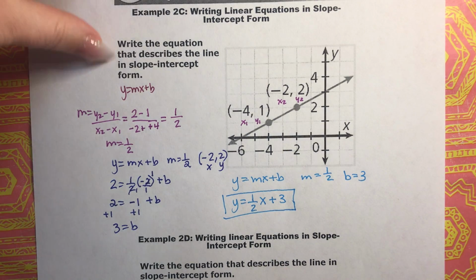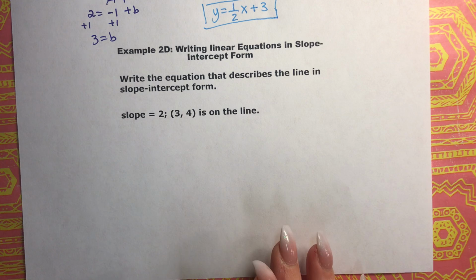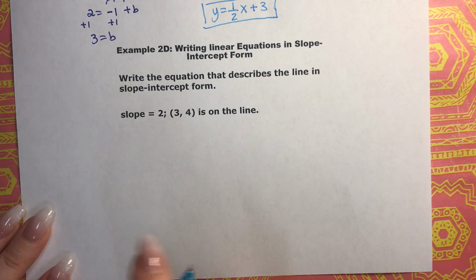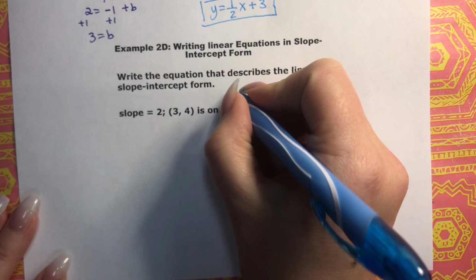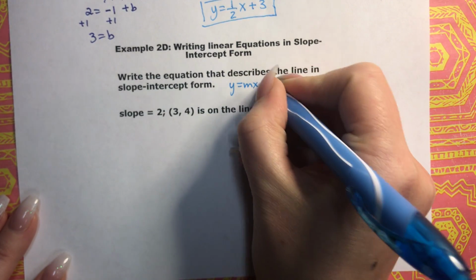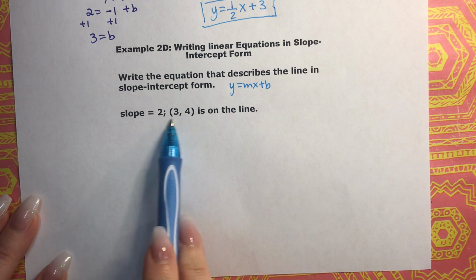All right, now let's go ahead and look at the next example. So here we don't have a graph. They want us to write the equation that describes a line in slope-intercept form, right? y equals mx plus b. And all they're giving us is the slope and a point.